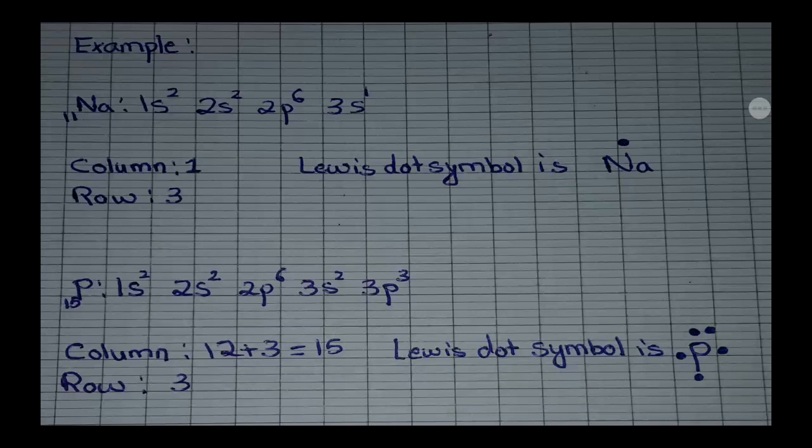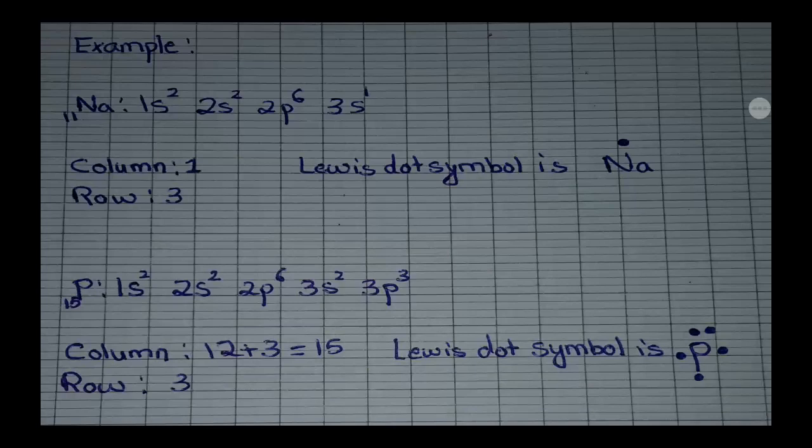Another example is P 15, Z equal 15. I distribute the electrons on the subshells: 1s2, 2s2, 2p6, 3s2, 3p, not 6, 3p3, since I have 3 electrons only to fill on the p. Okay, so you guys tell me, it ends with p, then it is in column 12 plus the electrons on the p. 12 plus 3 here, it is equal to column 15, and it is in row 3, since the highest n we have reached is 3.